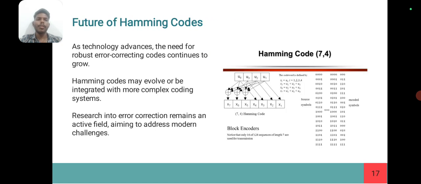Future of Hamming codes. As technology advances, the need for robust error correcting codes continues to grow. Hamming codes may evolve or be integrated with more complex coding systems. Research into error correction remains an active field aiming to address modern challenges. There is an example of Hamming code 7,4 with block encoders.